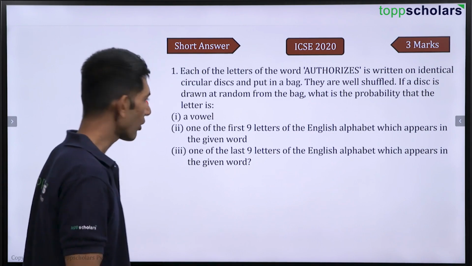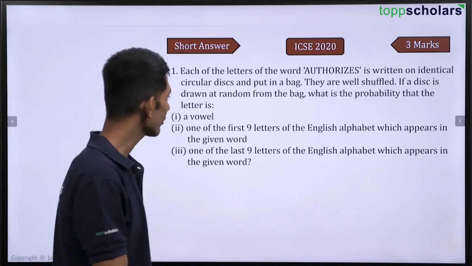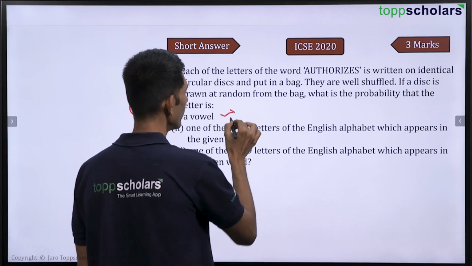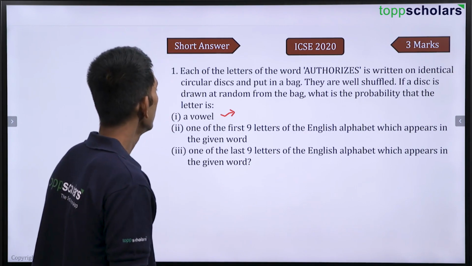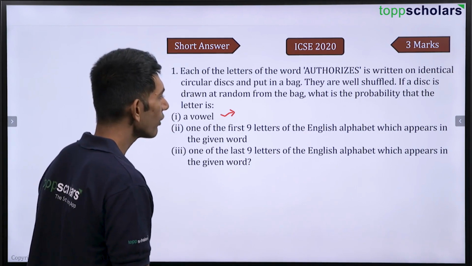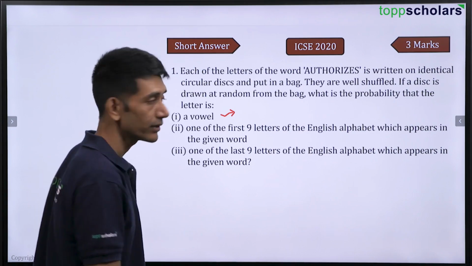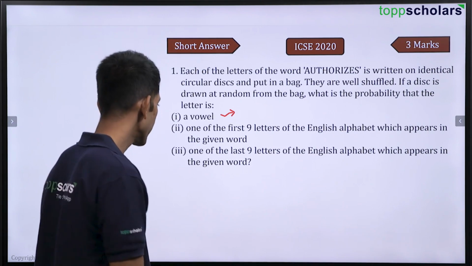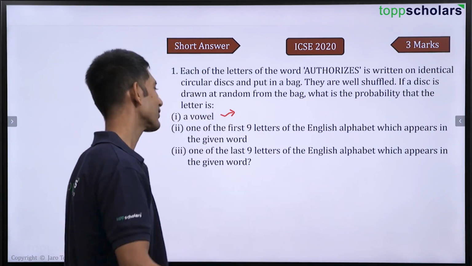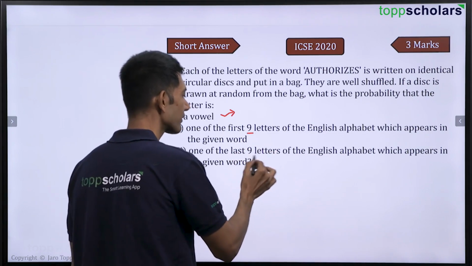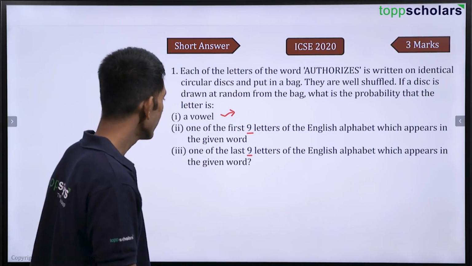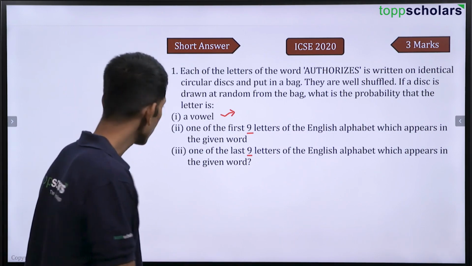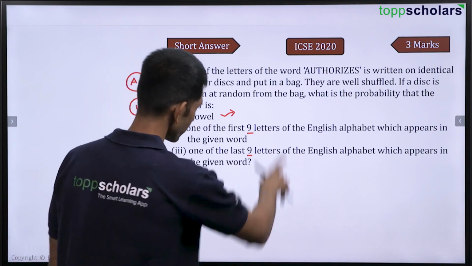So if a disc is drawn at random from the bag, what is the probability that the letter is a vowel? So vowels we already know. What are vowels? A, E, I, O, U. Then one of the first letters of English alphabet which appears in the given word. Okay, this is interesting. One of the first 9 letters of English alphabet, and one of the last 9 letters of English alphabet which appears on the given word. So let's focus on the first part only, one thing at a time. Here they are talking about vowels.